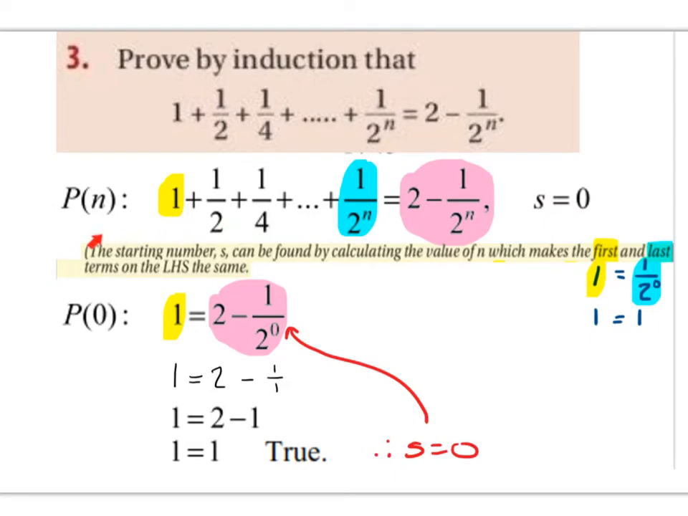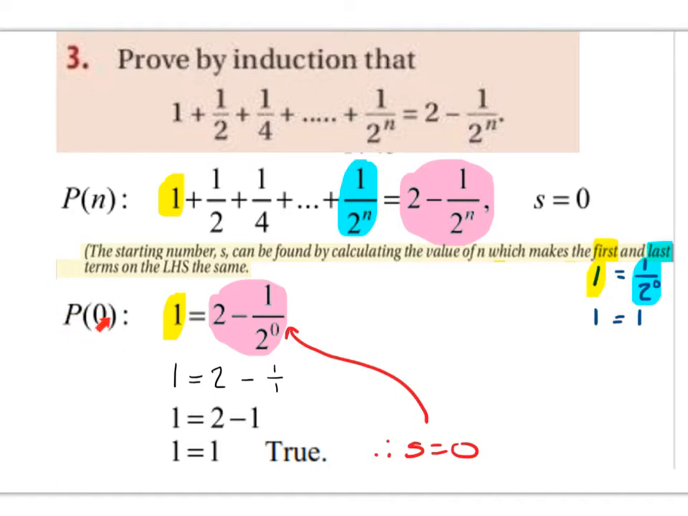And where we get that from is the starting number s can be found by calculating the value of n which makes the first and last terms on the left hand side the same. So the first term on the left hand side is 1, and the last term is 1 over 2 to the power of n. So we're going to swap that n for 0. So we've 1 over 2 to the power of 0. 2 to the power of 0 is 1, so this becomes 1. So we've 1 is equal to 1. So therefore, yes, s is equal to 0.